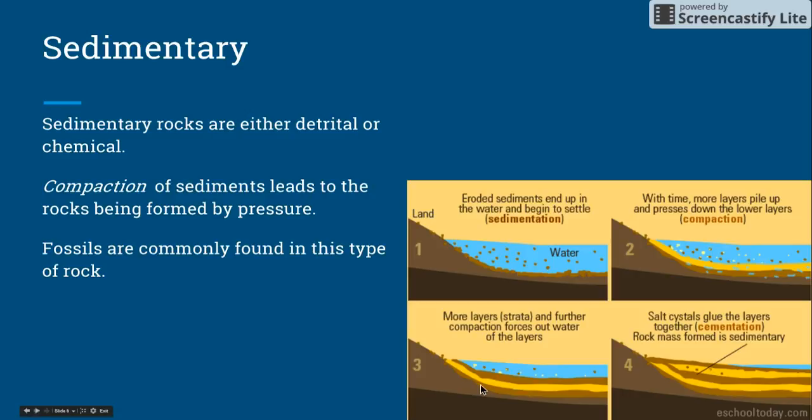And in between these layers, if an organism were to pass away or get caught in between them, like a plant, this is how fossils would be formed. And then when it's compacted, it makes almost like an indentation within the rock, and that's how fossils can be formed.